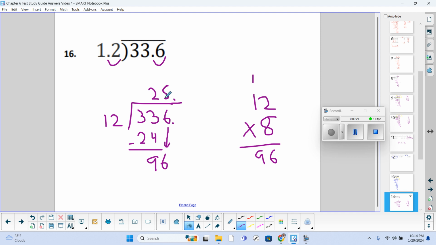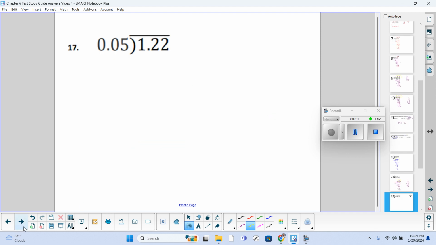So, 28. 8 times 12 is 96. I don't have any more remainders. So this answer is actually a whole number because I have the decimal there but nothing behind it. Well, I have infinite zeros behind it, but 28 is the answer to this problem. All right, let's go to 17.